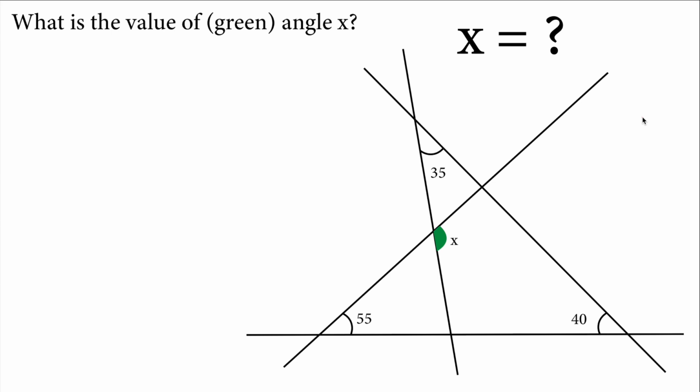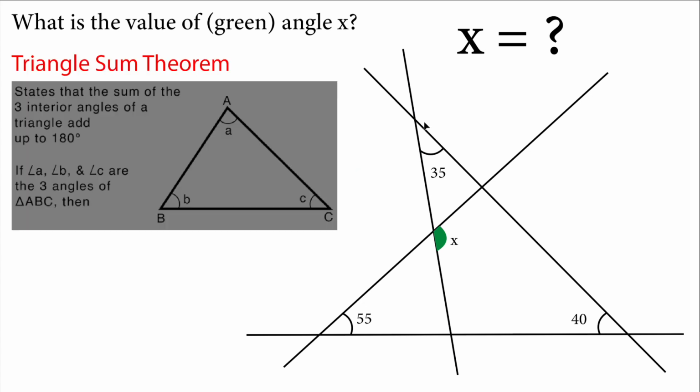So this question involves angles in triangles. We will use the Triangle Sum Theorem in this question. The Triangle Sum Theorem says that the interior angles of a triangle ABC should be equal to 180. A plus B plus C will be equal to 180 degrees. So this is what the Triangle Sum Theorem says.